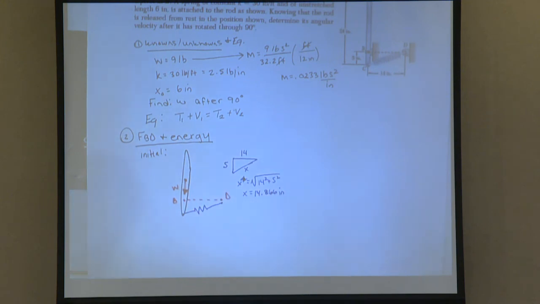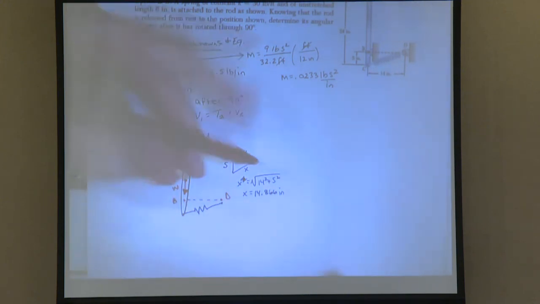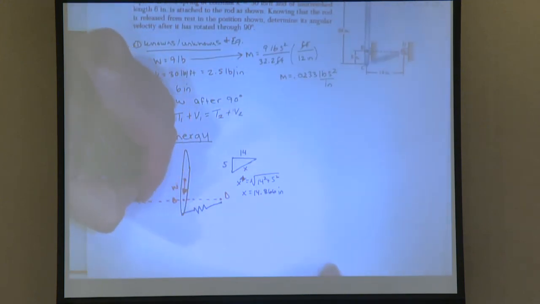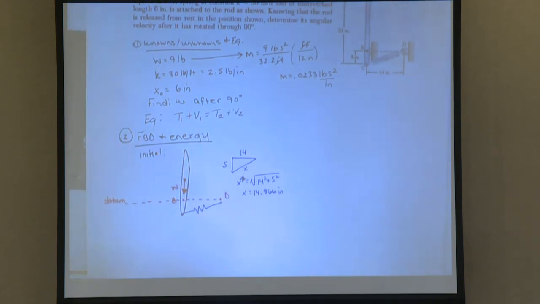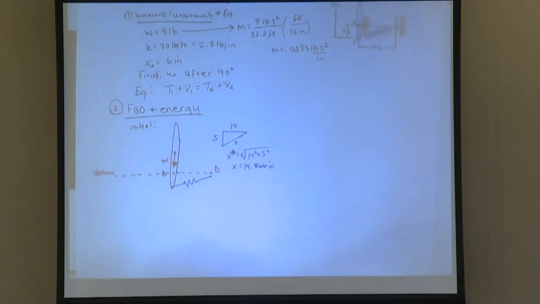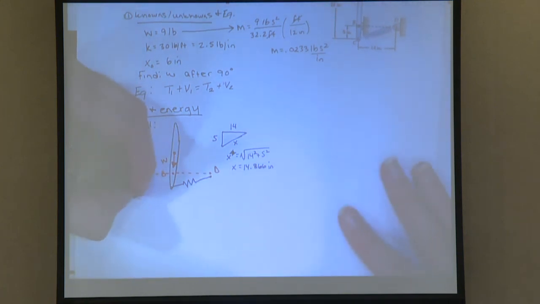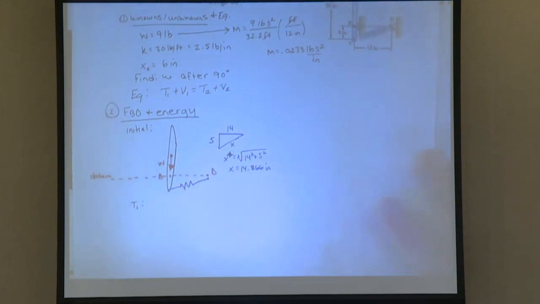Okay, and then I'm going to call the line right here my datum line, just to keep it simple. Initially, it says that it's released from rest. So what does that mean about my kinetic energy?